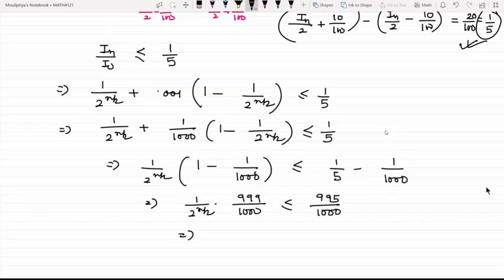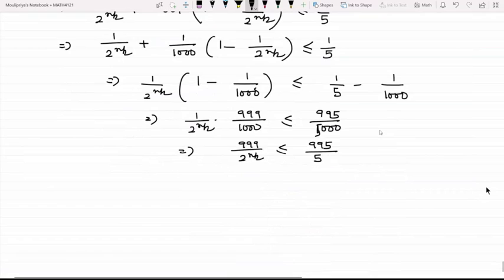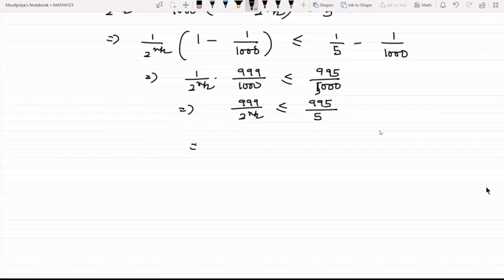This implies we have 999 by 2 to the power of n by 2 less than or equal to 995. Sorry, this will be 5000. This is 995 by 5. What this implies is 2 to the power of n by 2 is greater than or equal to 999 by 199. This gets divided. This is almost equal to 5.0, right?